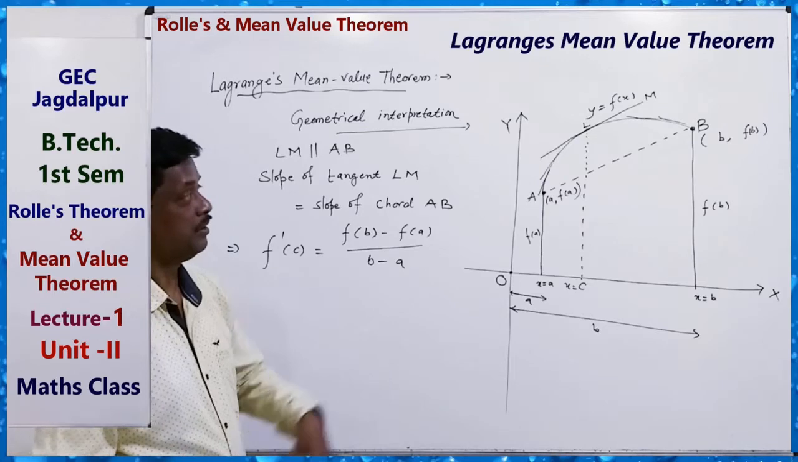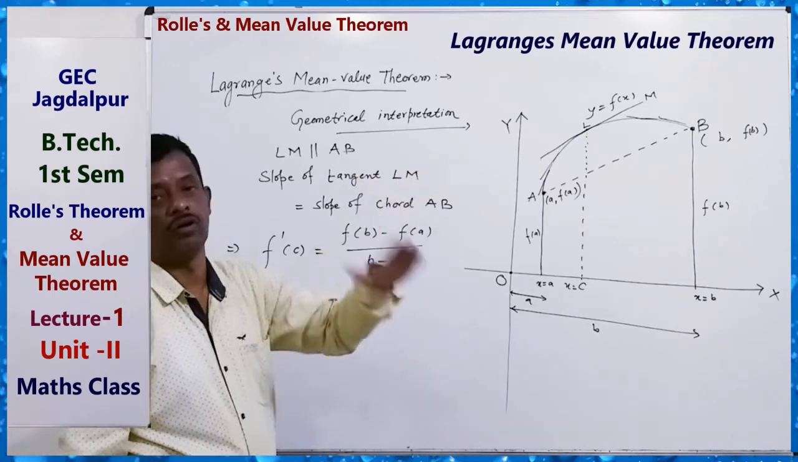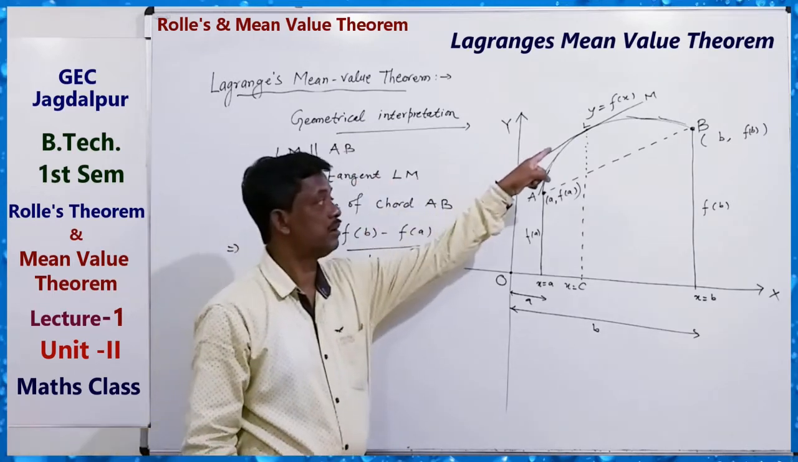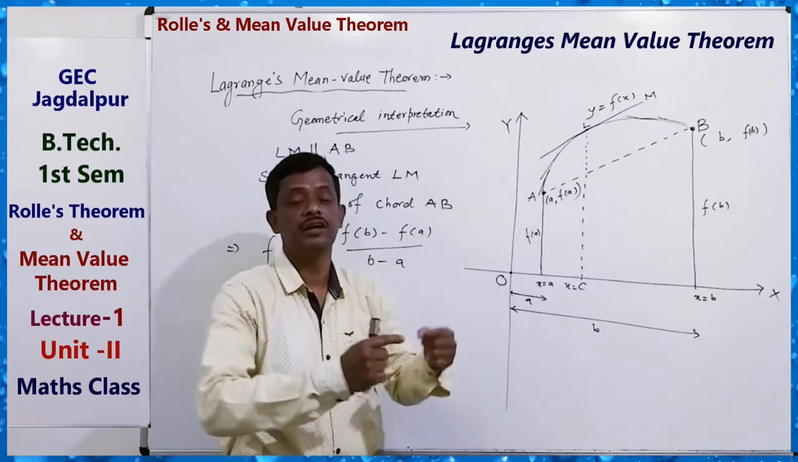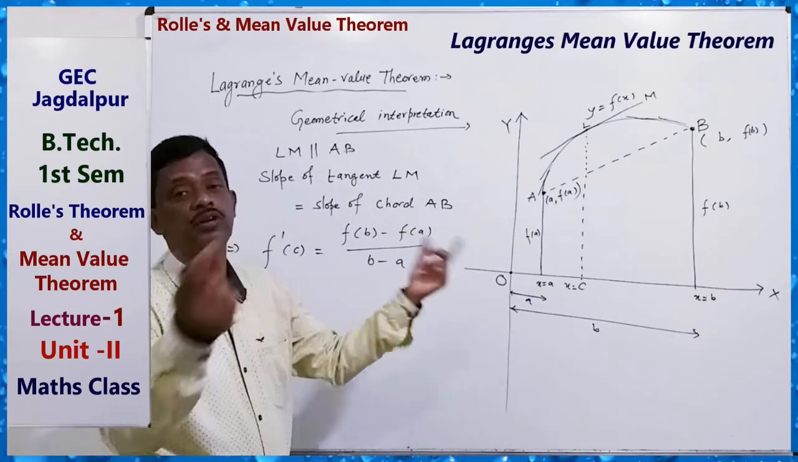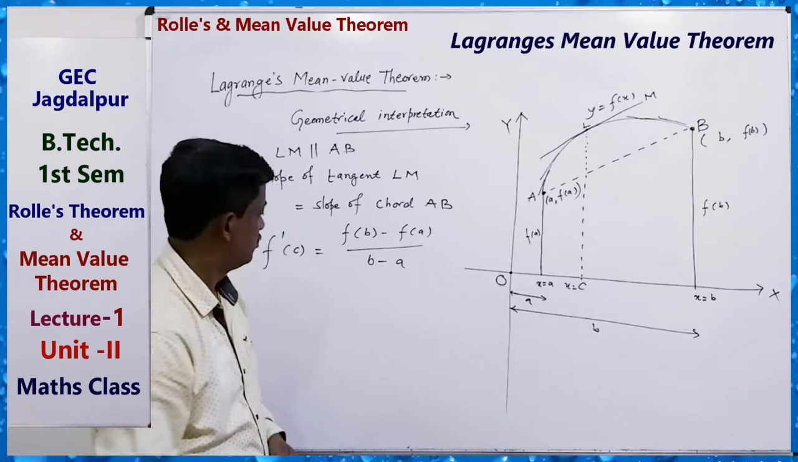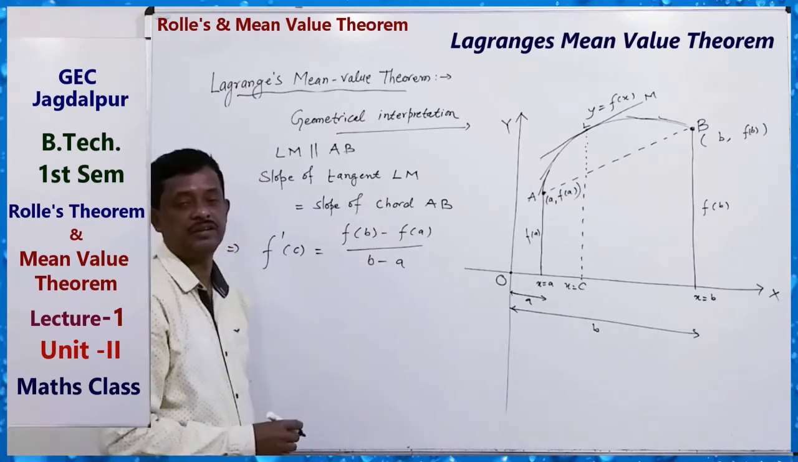Okay. The tangent is parallel to the chord. There is a point where the tangent is parallel to the chord AB, where A and B are the endpoints of the curve. So this is the geometrical meaning.